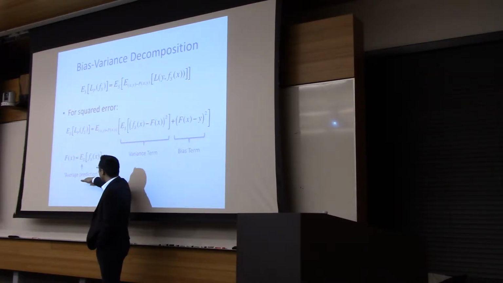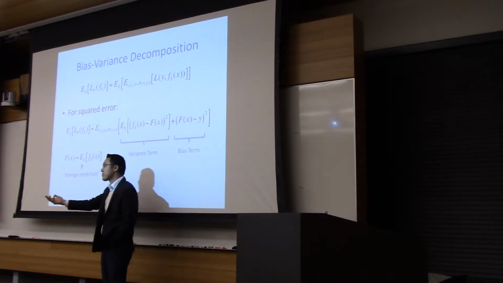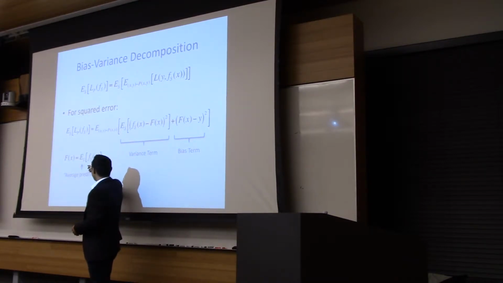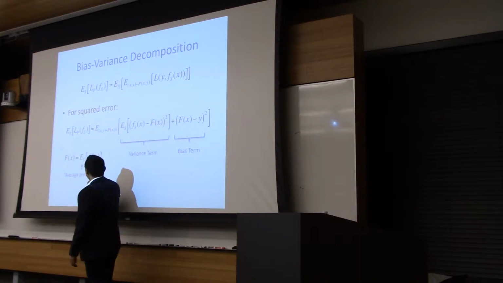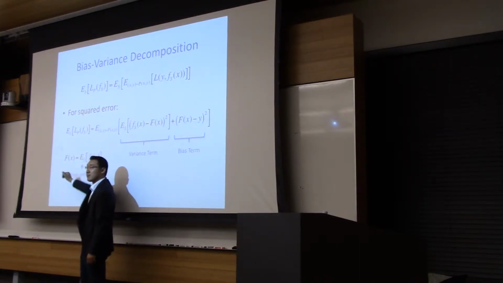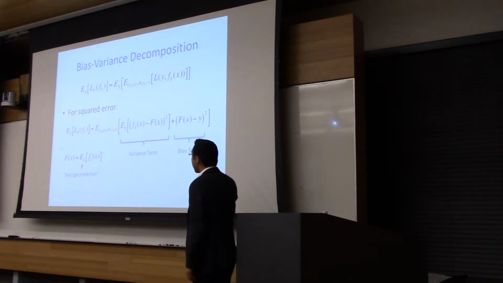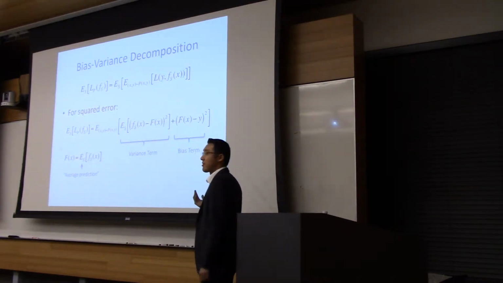So, if we were to collect a training set, train a model, and then compute its prediction on this X, draw another training set, train a model on that new training set, compute the prediction of that model on this X, and just do that to the infinite limit so that we can compute this expectation, then that's what capital F is. Right?